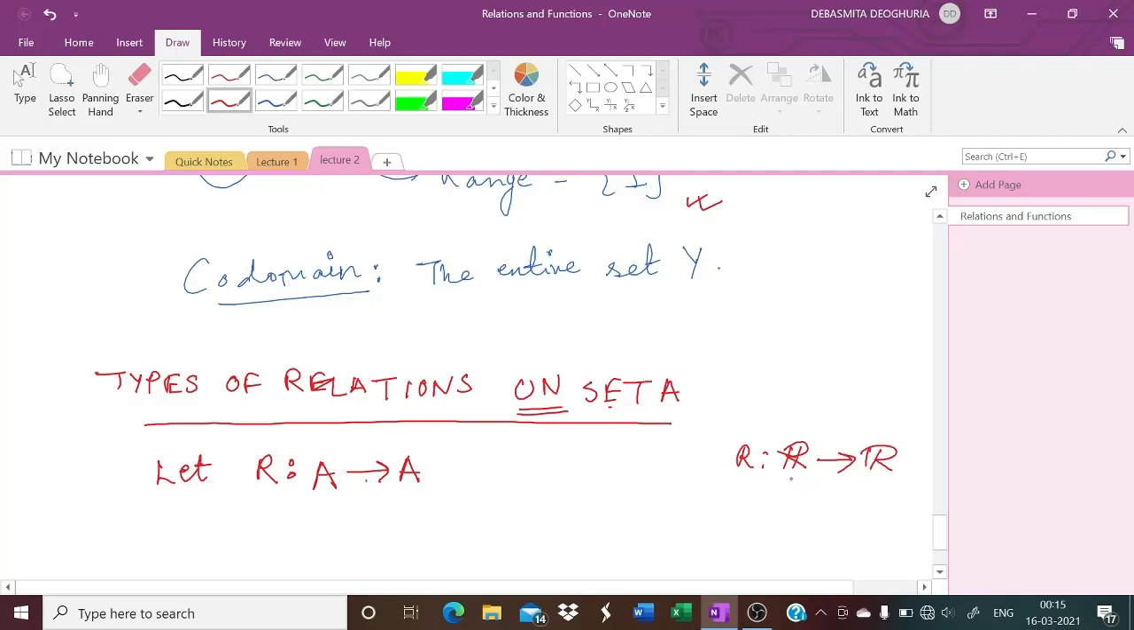Don't be confused, this is the set of real numbers, this is the relation R. Okay, so now let us do the types of relations on set A.